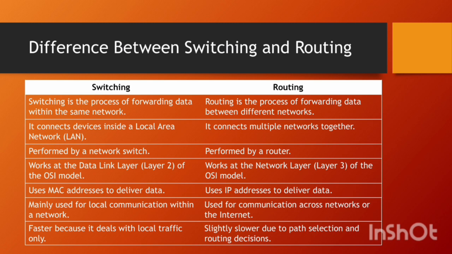In conclusion, switching and routing are two important technologies in computer networking. Switching helps devices communicate within the same network, while routing helps connect different networks and send data across the Internet. Together they ensure efficient, reliable, and fast communication in modern computer networks.